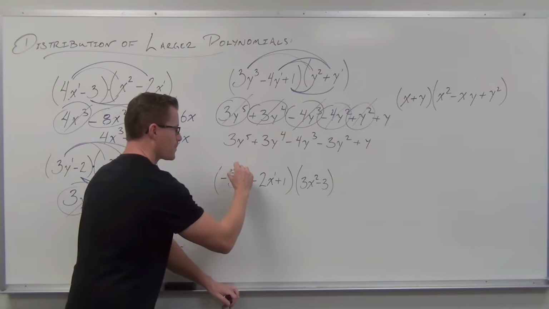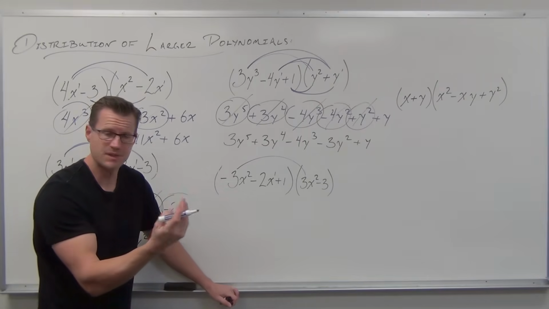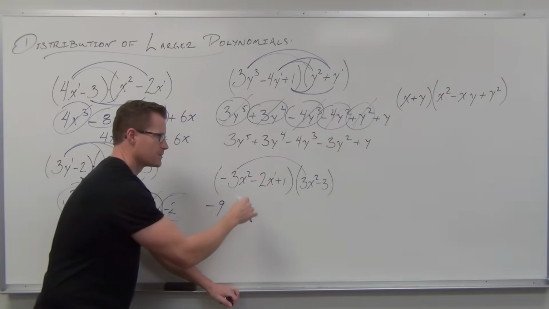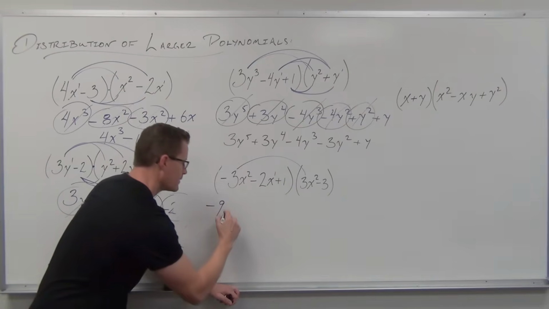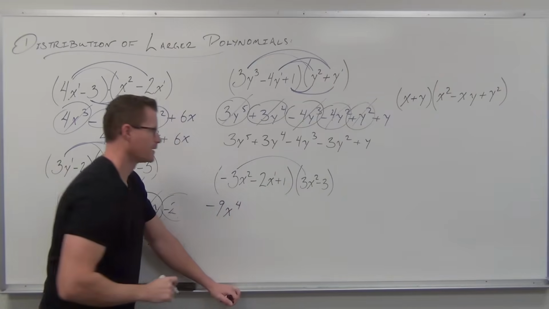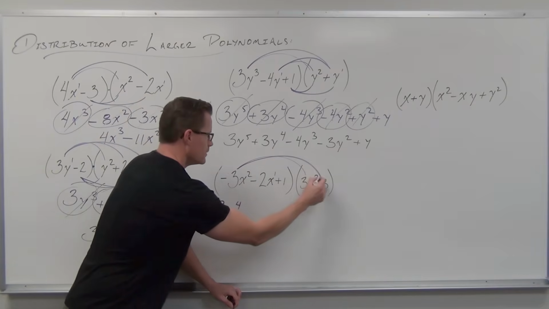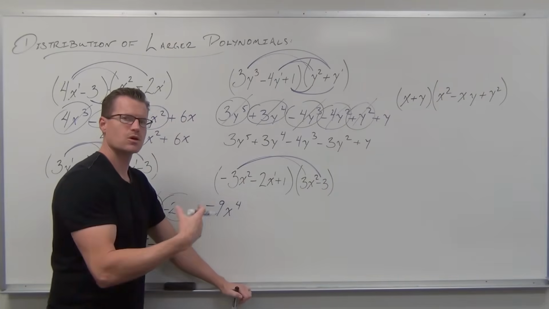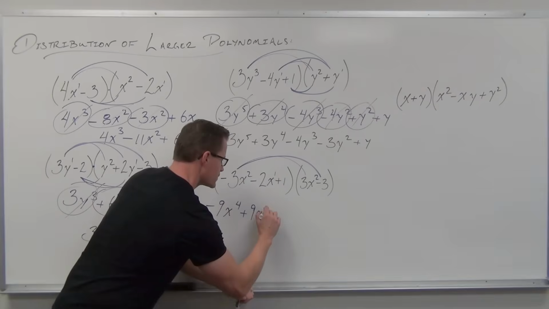So, first couple. Let your coefficients multiply. Negative 9. Exponents, we're multiplying. What do I do with exponents? I should be adding that. That's x to the fourth. Can't really screw that one up, right? Next one, negative 3x squared times negative 3. Let your coefficients multiply, give you a positive 9. And then x to the second.